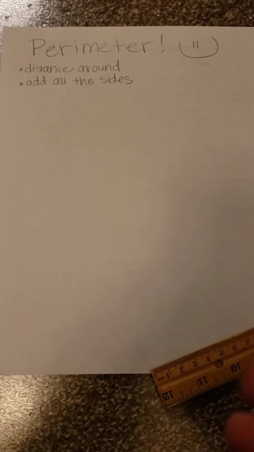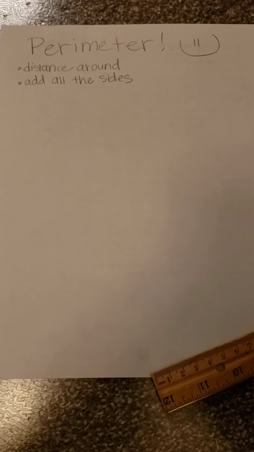This week we're focusing on perimeter. When we talk about perimeter, we're measuring the distance around a shape or an object. And we're going to add all of the sides together to find the perimeter. So we're going to practice with the book that I just finished reading with you guys.